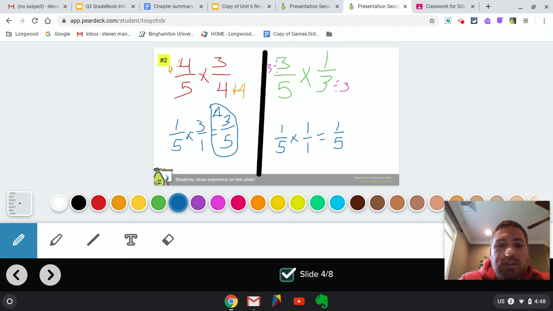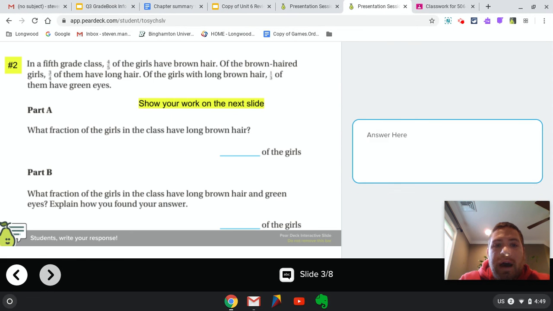My answer is, and let's do it in green because it's a fractional piece of girls who have long brown hair with green eyes, 1/5 of those long brown haired girls have green eyes. Okay. So when we're looking at these multi-step problems, most of the time, not every single time, part A's answer is what you have to use for part B. So again, when you find your answer for part A, most of the time you are going to have to use that answer from part A to help you get the answer to part B.